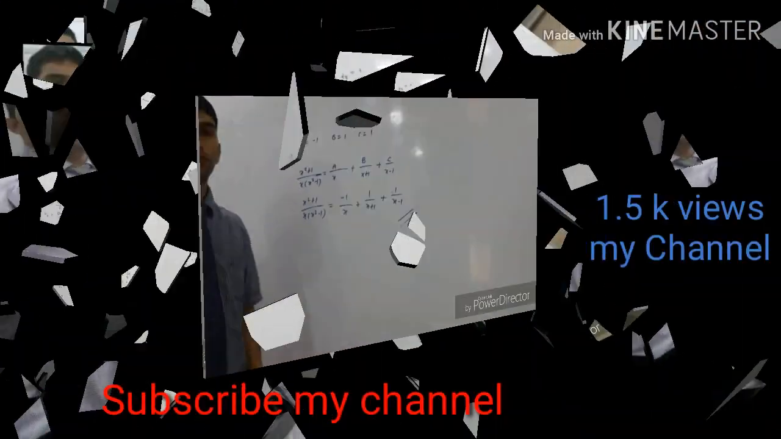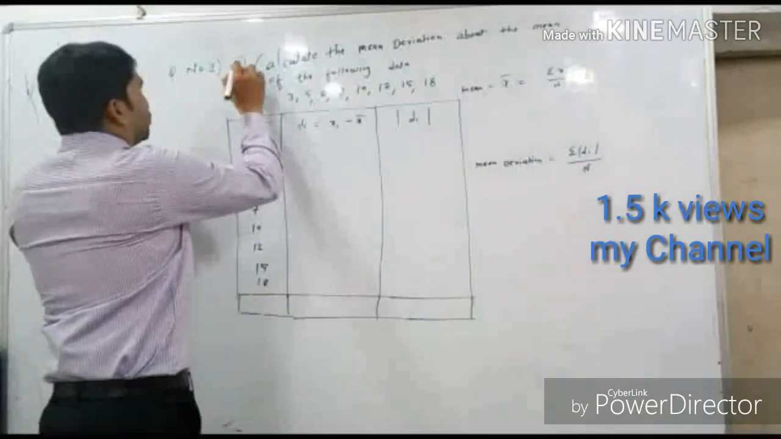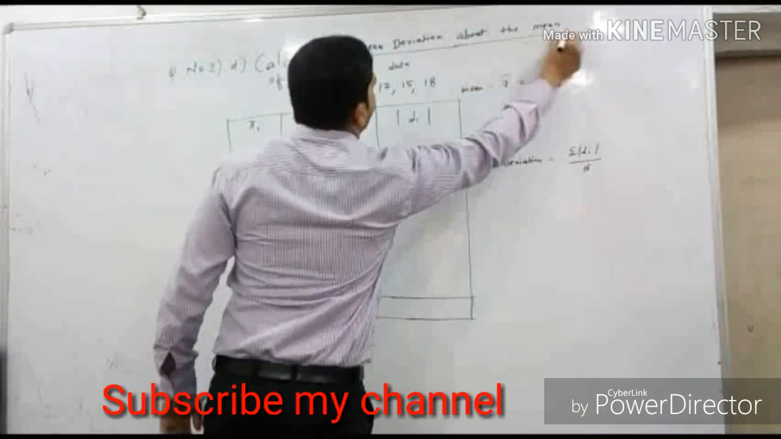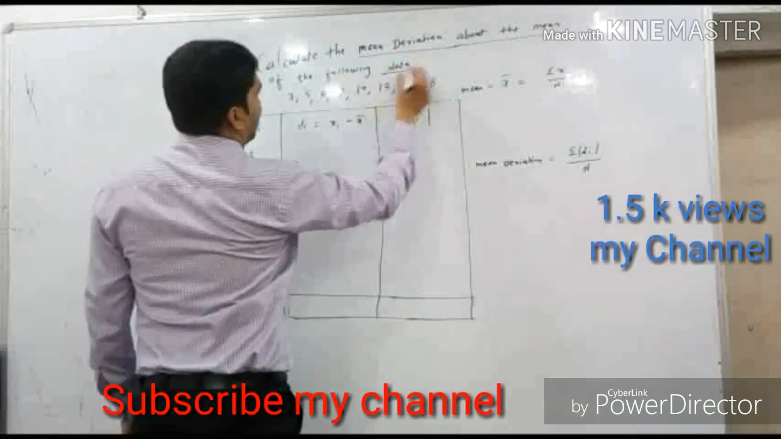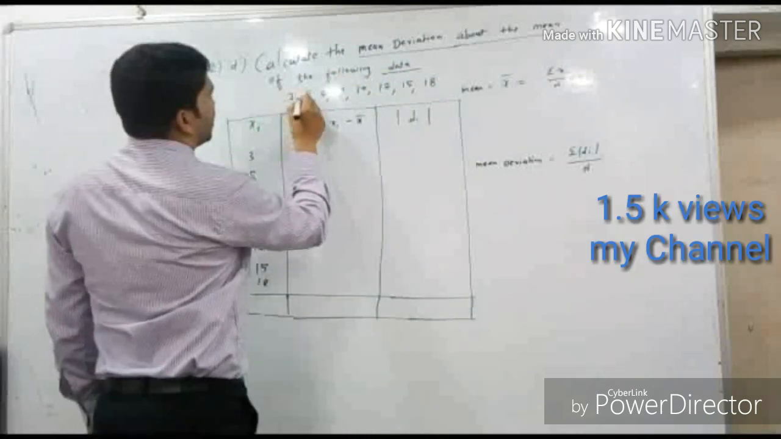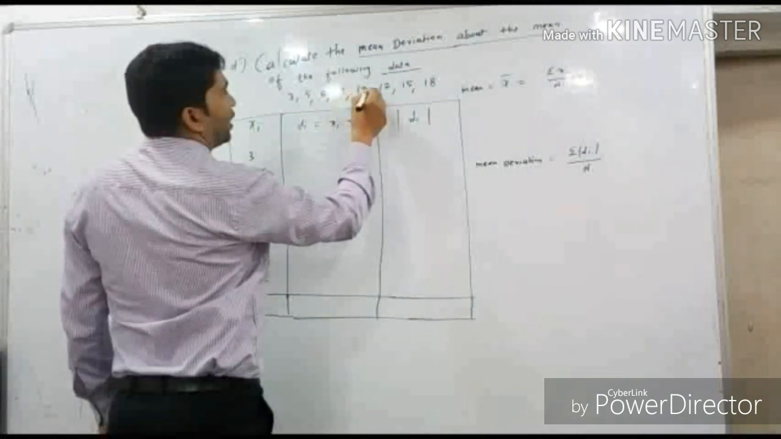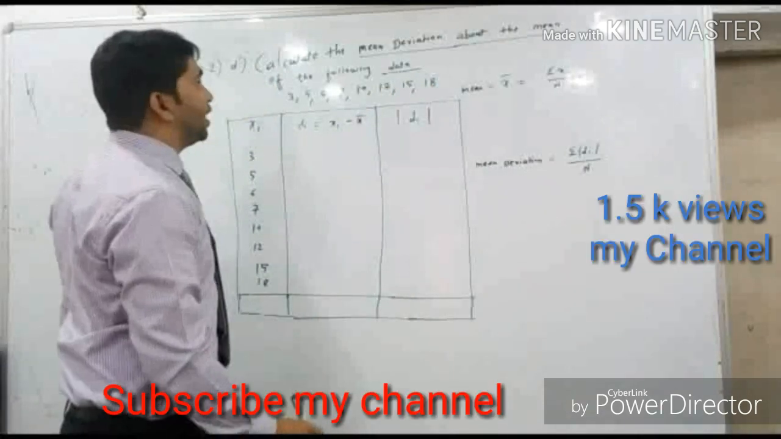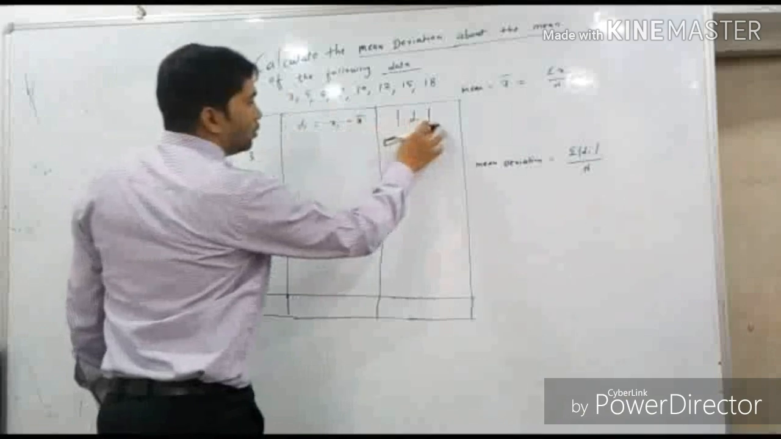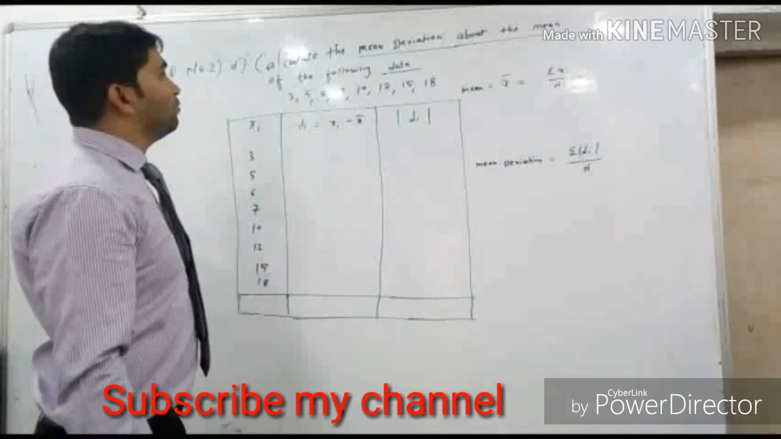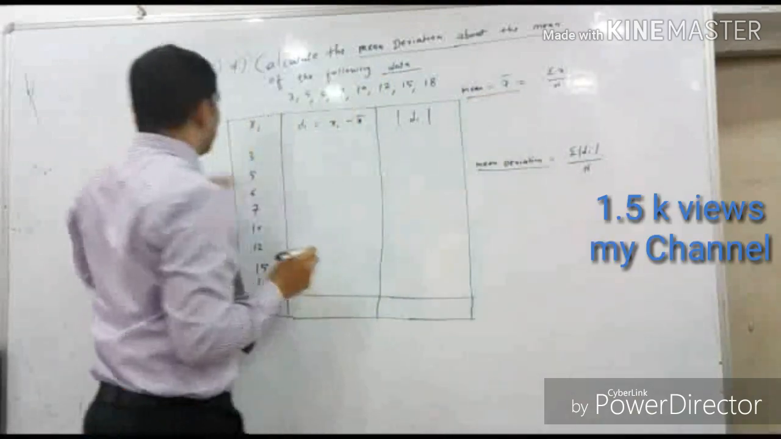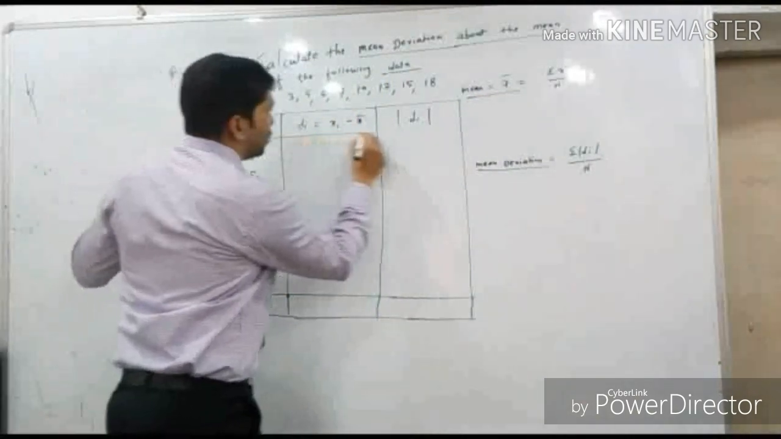Finally, question number 2 is the fourth question. The question is: calculate the mean deviation about the mean of the following data. So data is 3, 5, 6, 7, 10, 12, 15 and 18. We have to find mean deviation about mean. So we have to find first of all mean and mean deviation here. So we require one table.